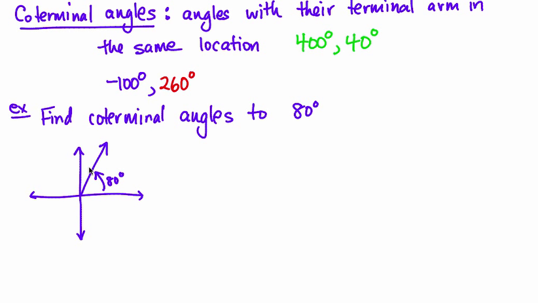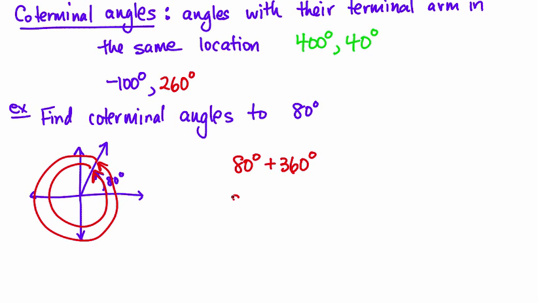Well, really all I have to do is spin around one more time. And so coterminal to 80 degrees could be 80 degrees plus spinning around one more time, which is 360. But then I could spin around another time, so another answer to this would be 80 plus 360 times 2. And I could spin around as many times as I want. So I could times it by 3, or times it by 4, or times it by 5. So I could times it by n. So a general solution to this might be times this by n.